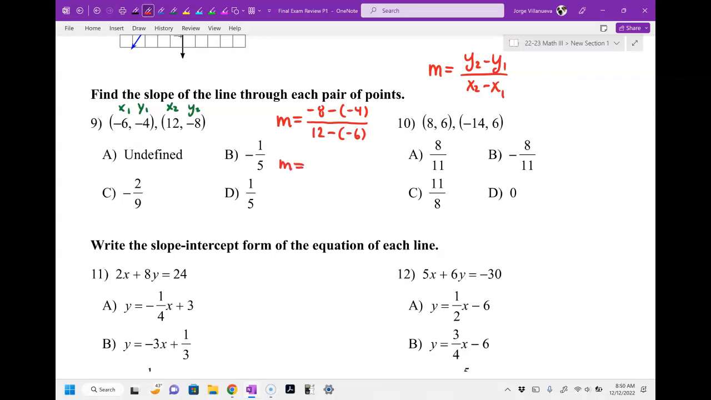Now, m is equal to negative 8. That's a plus 4. So negative 8 plus 4 is a negative 4. And 12 minus a negative 6, that's a plus 6. That's 18. Okay? So if I reduce that by 2, I get negative 2 over 9. And there's my answer.